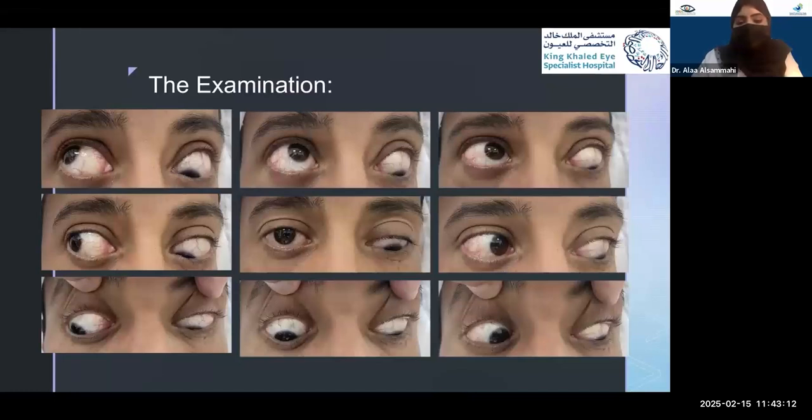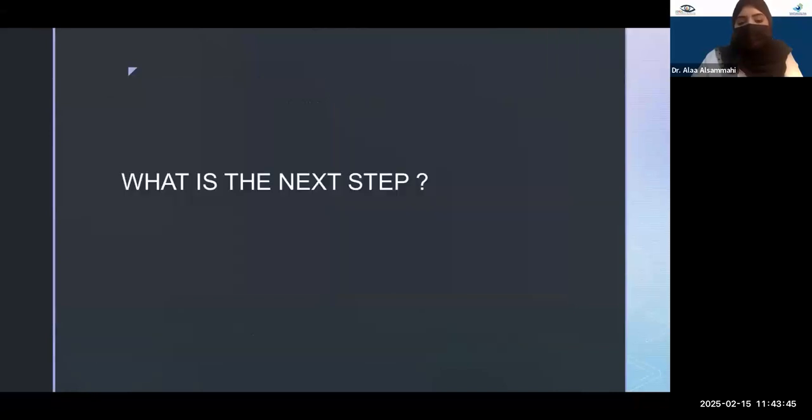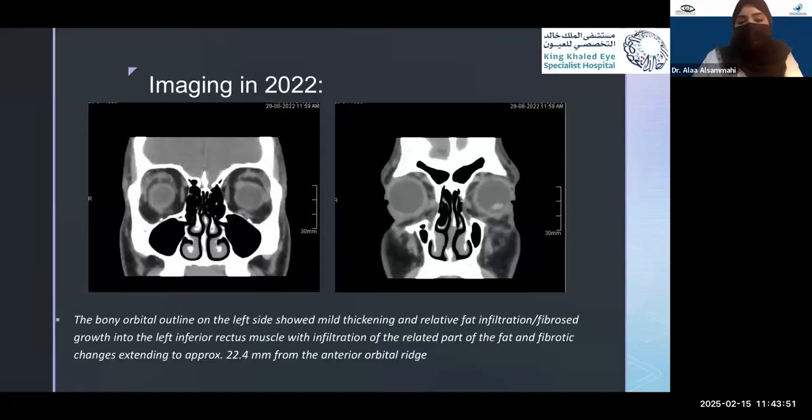This is the 9-gaze photo of this patient. We can see in primary position significant hypotropia of the left eye with mild ptosis and significant limitation of supraduction in the left eye. The horizontal movement was intact. We did a CT for him that showed mild thickening and relative fat infiltration and fibrosis growth into the left inferior rectus muscle, with infiltration of the related part of the fat and fibrotic changes extending approximately 22 millimeters from the anterior orbital ridge. I would stop here and ask our panelists, what is the best next step for this patient?